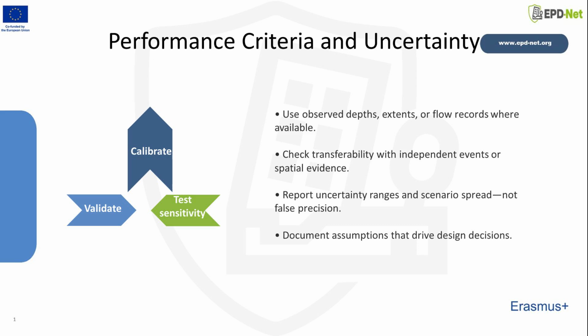Importantly, this workflow is iterative. New data, revised assumptions, or changed priorities can push the team back to earlier steps, and that is not failure. It is how robust decision-making happens under uncertainty. Also note that stakeholders belong in the loop. Performance criteria should be negotiated with agencies, communities, and infrastructure operators so the modeling outputs answer questions people actually need to act on.